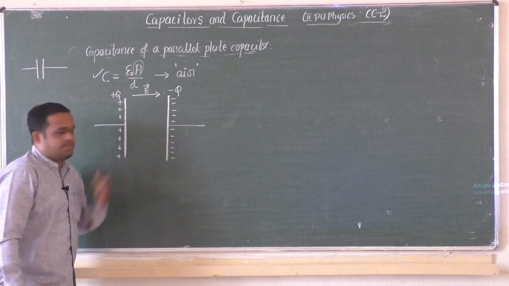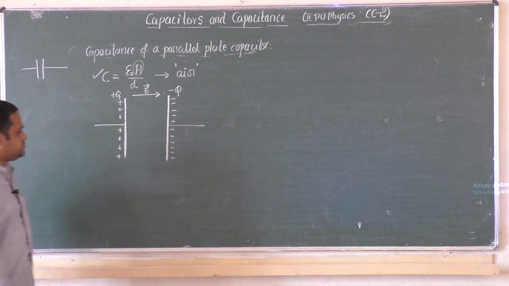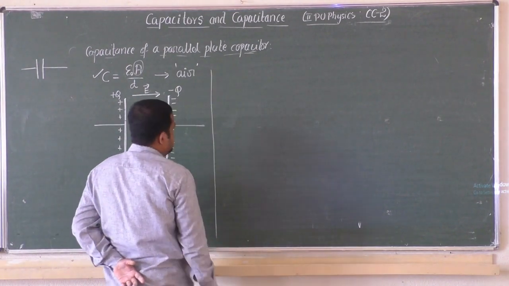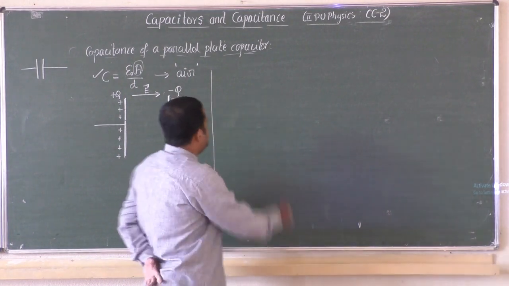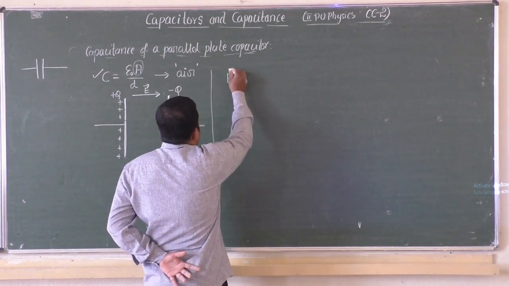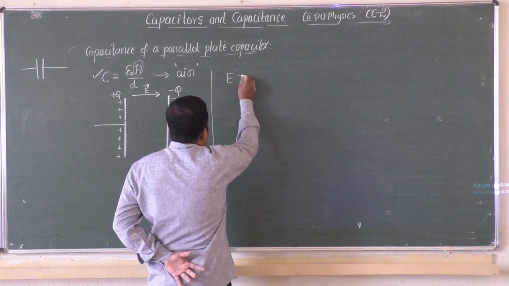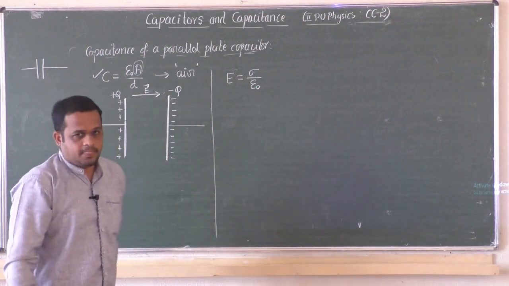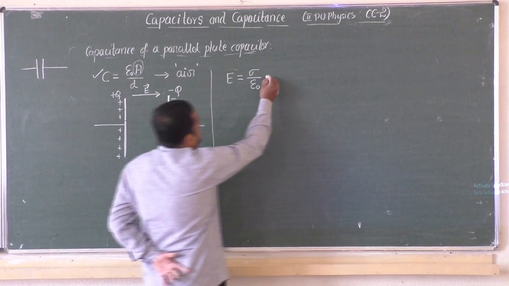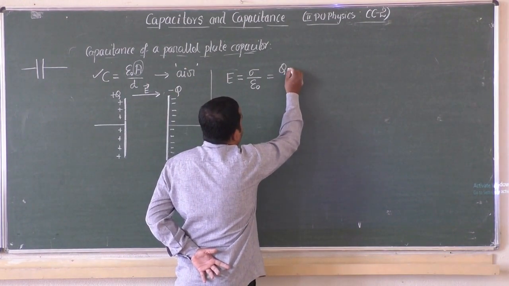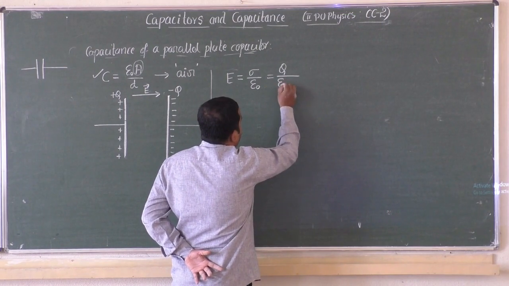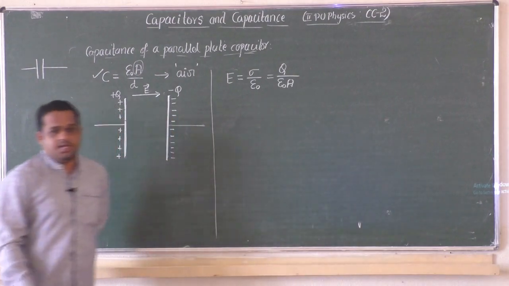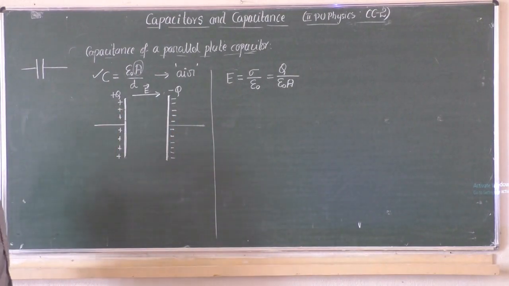Let the gap between the plates be filled with air, the dielectric medium being air. In the last derivation, while deriving the expression for the capacitance of a parallel plate capacitor, in the first step we got the expression for the strength of the electric field between the plates, given by sigma divided by epsilon naught. The same thing can be written as Q divided by epsilon naught into A, because sigma, the surface density of charge, is equal to charge divided by area, Q divided by A.